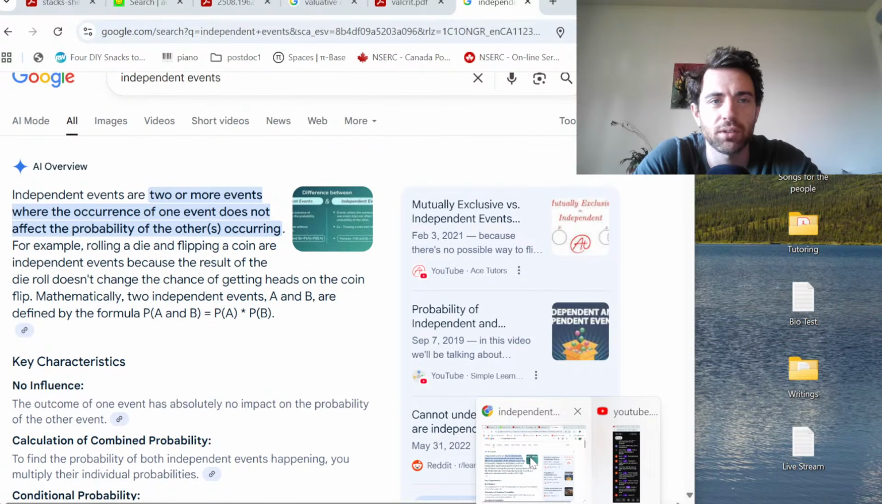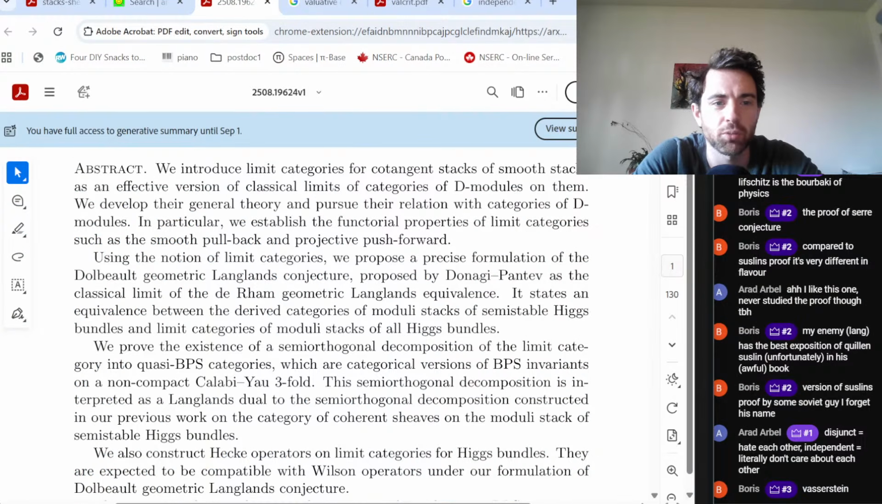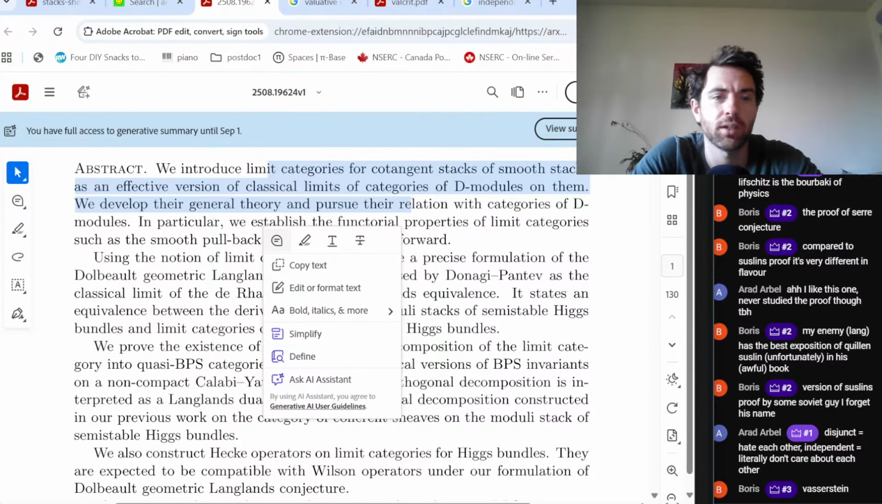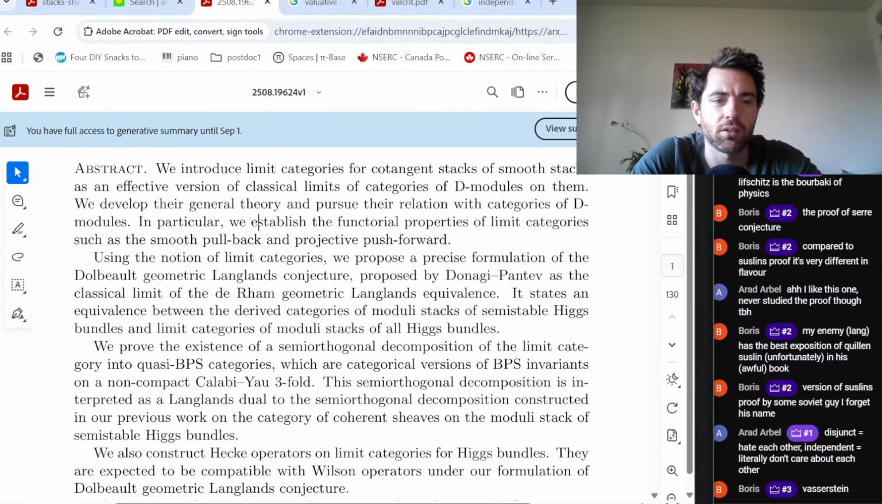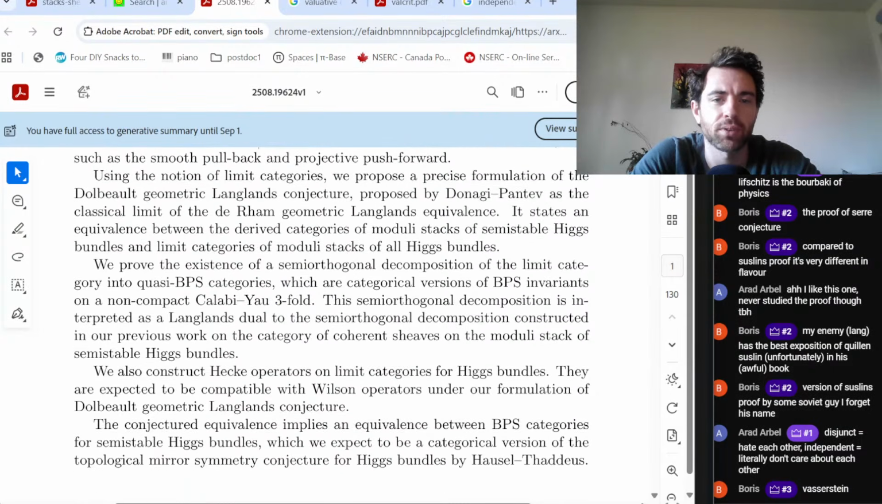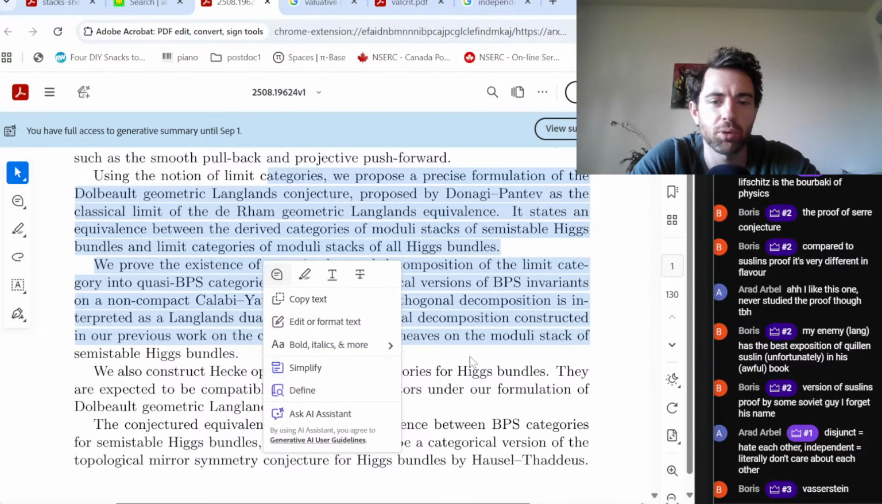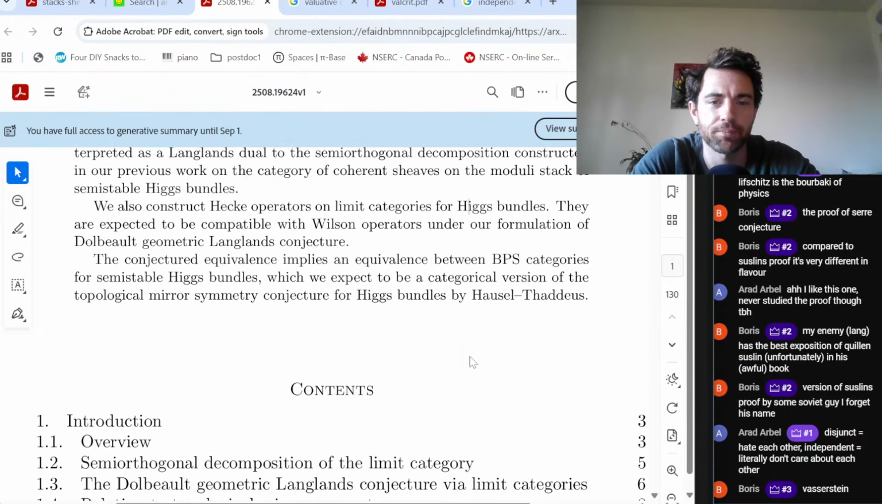Okay. Oh, I want to go back and just see the beginning of this paper. We introduce limit categories, classical limits of categories of D-modules, develop their general theory. Okay, that seems cool. Then something about geometric Langlands. I was trying to understand the stack of unipotent Langlands parameters yesterday.